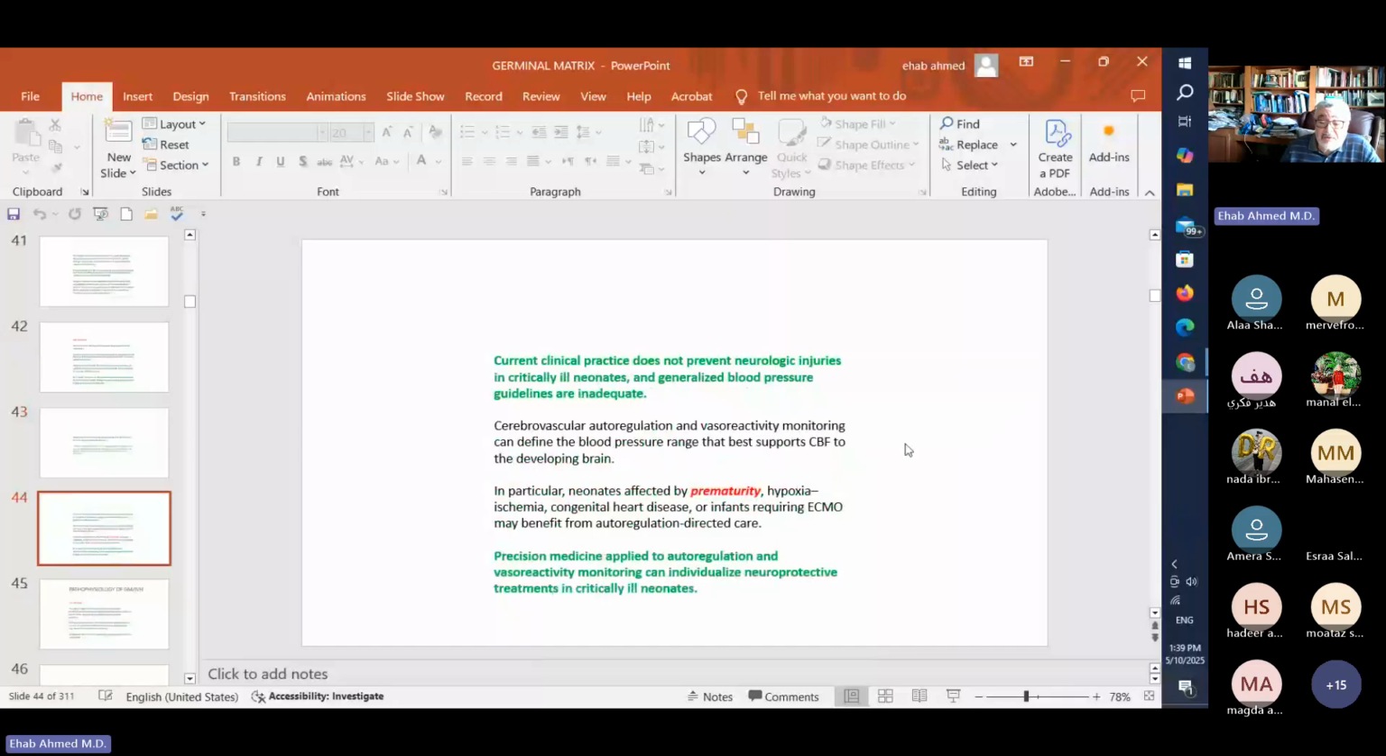Okay? However, this is some of the bad news. The current clinical practices do not prevent neurologic injuries in critically ill neonates, and generalized blood pressure guidelines are still inadequate. So sometimes GM-IVH is inevitable, and whatever we can do, it will happen. But we try to prevent it as much as we can, make it less severe, and have fewer complications. Okay?